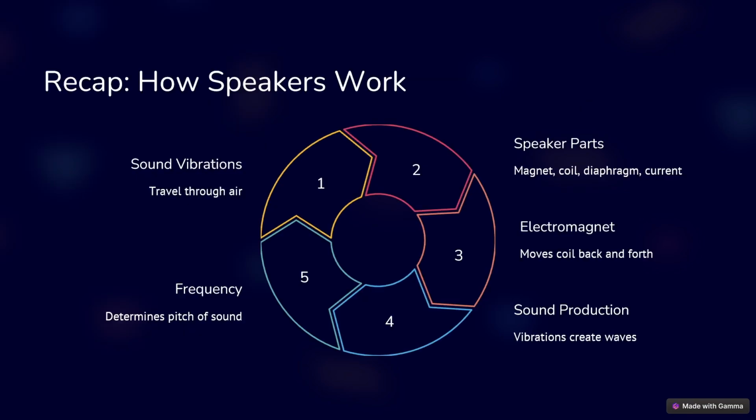So let's quickly recap everything we learned today. Sound is made of vibrations that travel through the air. A speaker has 4 main parts: a magnet, coil, diaphragm, and electric current. Electricity turns the coil into an electromagnet, making it move back and forth. This movement creates vibrations, producing sound waves that we can hear. Faster vibrations reach higher sounds, and slower vibrations reach lower sounds. Speakers are an amazing invention, and now you know exactly how they work.